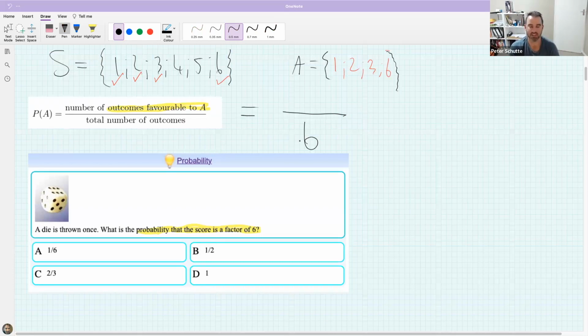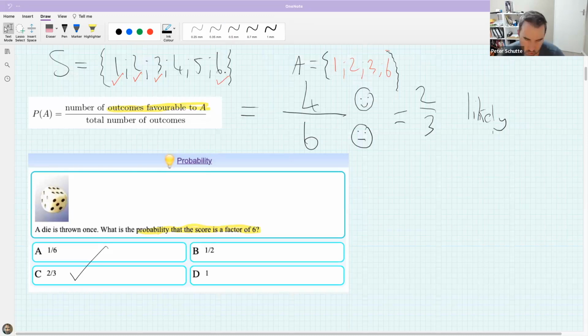Well, there's 6 items that are possible. 4 of them are favorable. I like to draw like a little smiley face. 6 of them are possible. What is the probability of A occurring? Well, it's going to be 4 out of 6, which is the same as 2 out of 3. And if we were using the words from above, we would say that it's kind of likely that you actually will get a number that's a factor of 6.